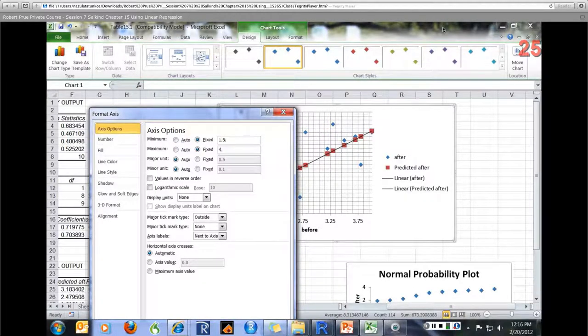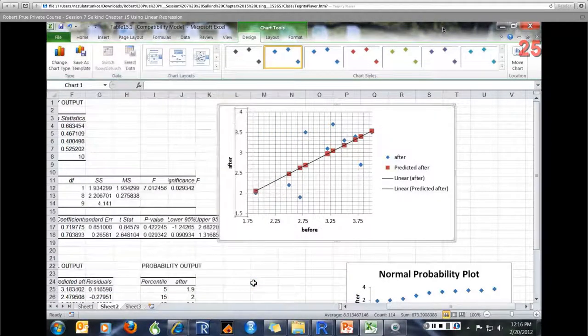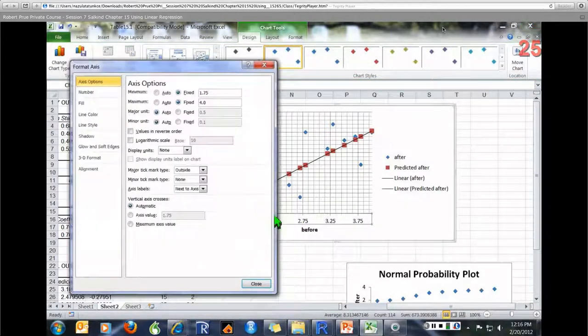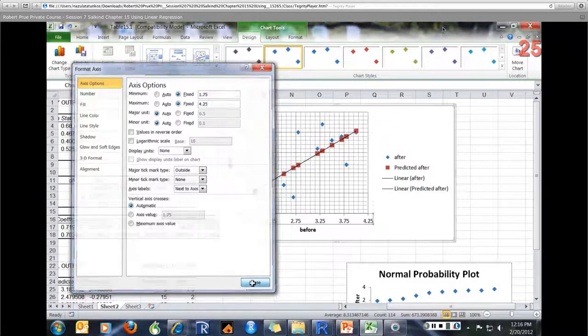We'll go four. Yeah, we'll just stick it at four, because four really is as far as it goes. And so there we have it. If we want to give a little bit more range over here so that we can actually see all the data, we'll just format it again and change that up to 4.25. So that's going to show all of our data.